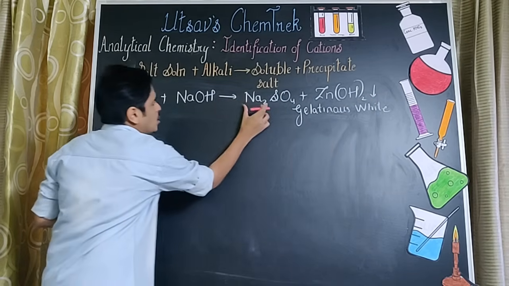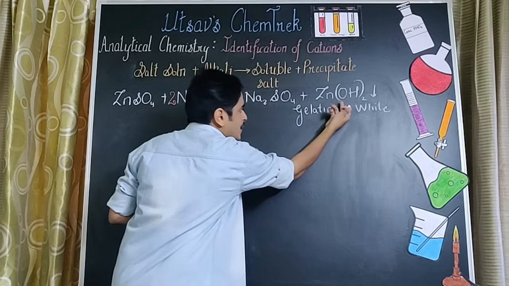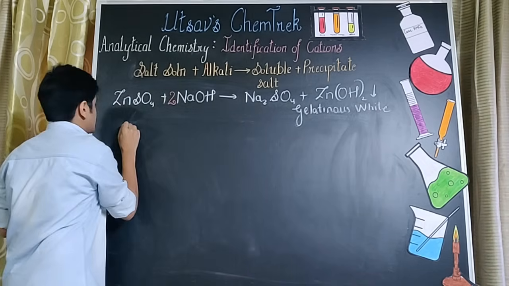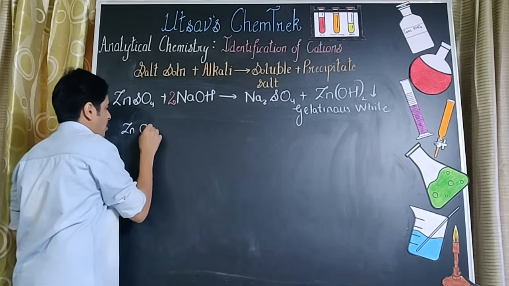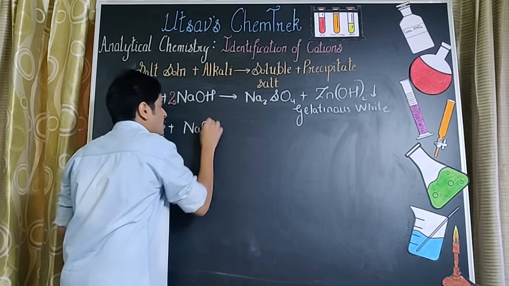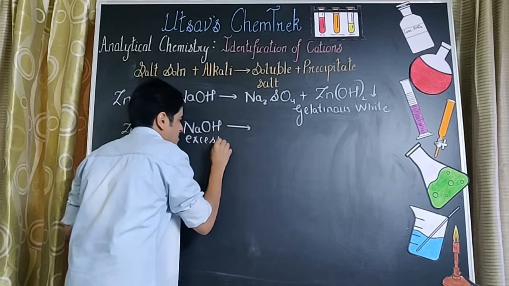पहले balance कर लेते हैं. Sodium के दो atoms, just to balance a 2 over here. Zinc hydroxide, sodium hydroxide के excess में हो जाएगा dissolve. So let's start with the precipitate. Zn(OH) the whole twice. I add NaOH और dissolve करने के लिए जरूरी है that I add it in excess.